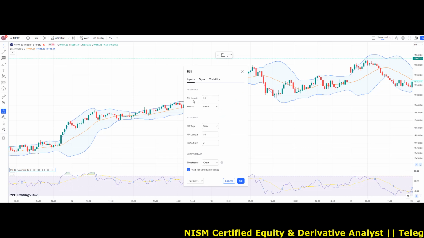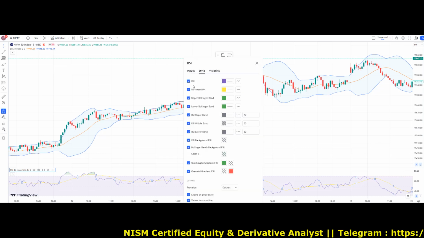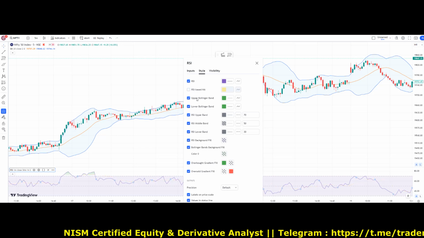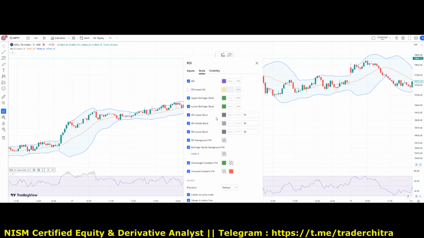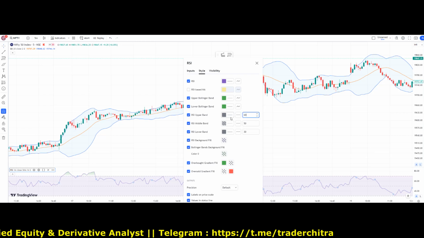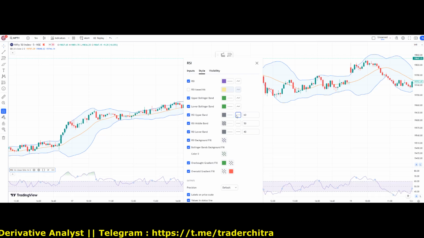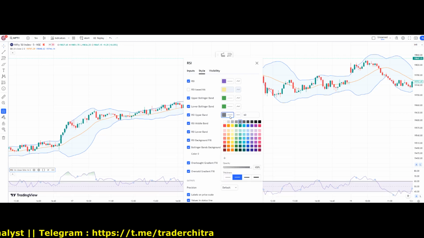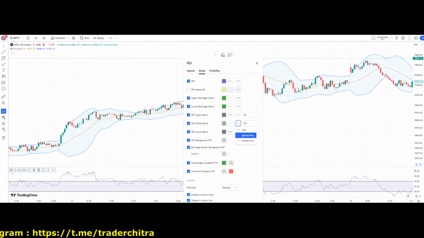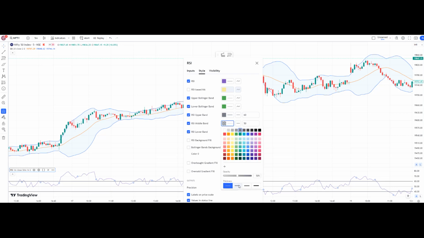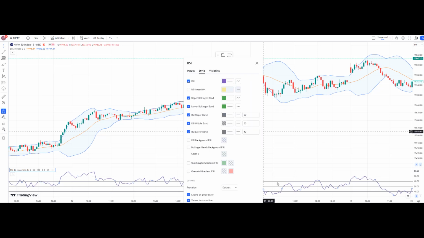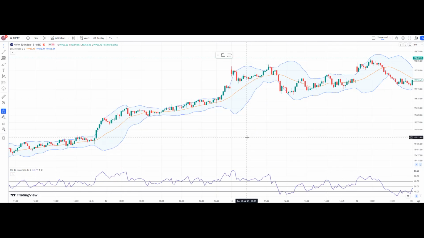Now in the RSI settings, the RSI length is 14. Go to the style and we don't want this RSI based MA, upper Bollinger Band and lower Bollinger Band. The RSI upper band we are going to change this as 60, lower band is 40. We don't want this RSI background fill, Bollinger Band's background fill, overbought, oversold. Click on OK. Now the setup is ready to trade for Bollinger Band breakout and breakdown.